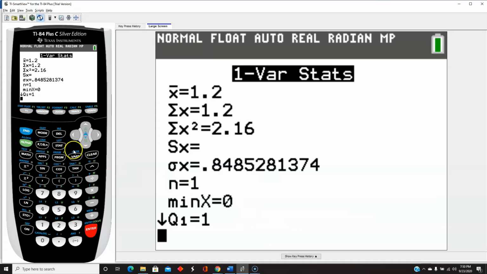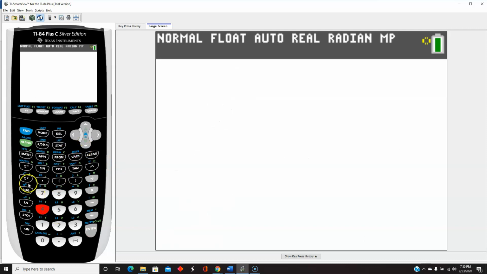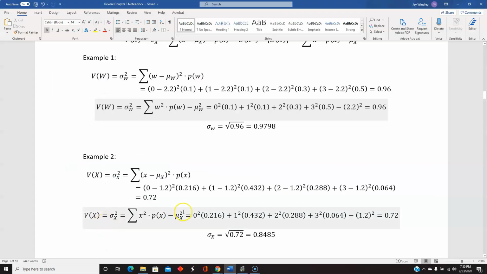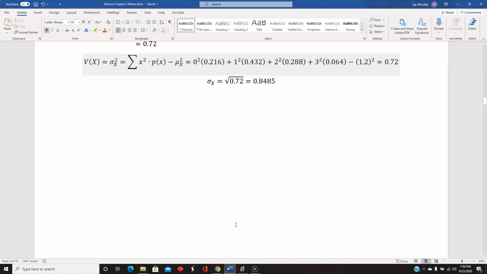And then if I take the standard deviation squared, that'll give me my variance, which is 0.72. So there's a variety of ways to get these calculations done.